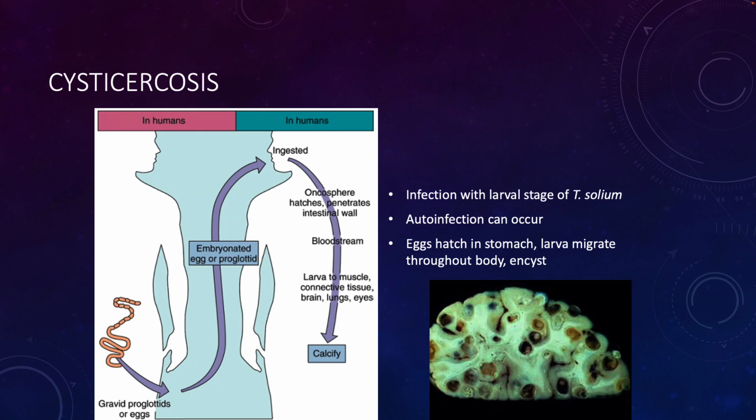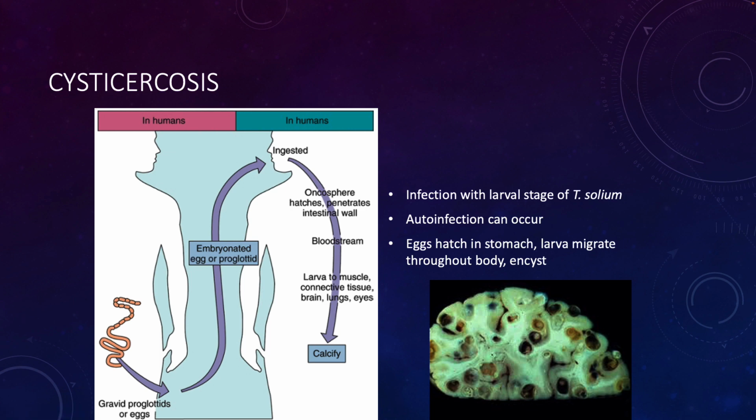And what's really, really dangerous is if they go to places like the brain. So the eggs hatch in the stomach, the larvae will migrate throughout the body and encyst, because that's what the larvae do. And then the larvae wait to be consumed so that they can mature into an adult. So this is a section of a human brain where this is neurocysticercosis. So our body will eventually calcify these lesions, and this can be fatal if it happens in the brain.